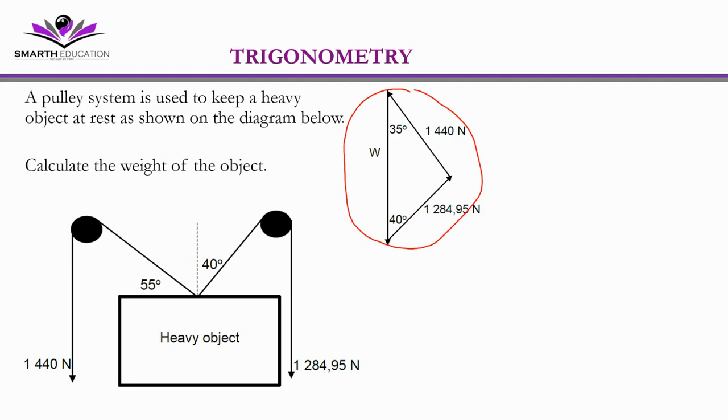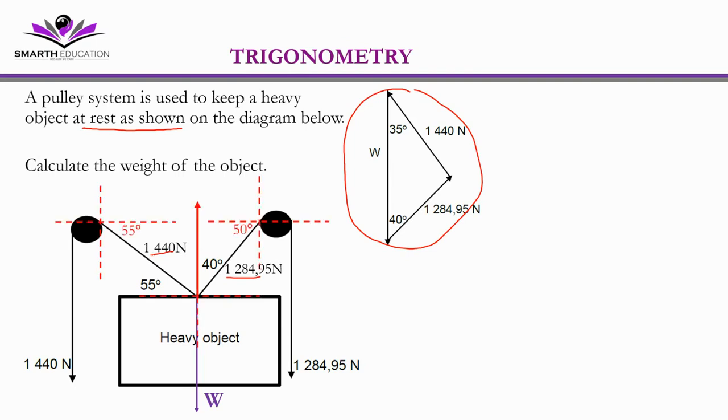So now the pulley system is used to keep a heavy object at rest as shown on the diagram below. So it means the system here is in equilibrium. So we can find the weight here. This is the weight. The weight and the sum of the vertical components of these forces here will be equal. So we're saying the vertical component of this force, we have our reference angle here. So the side is opposite. So it's going to be 1440 sine 55 degrees.